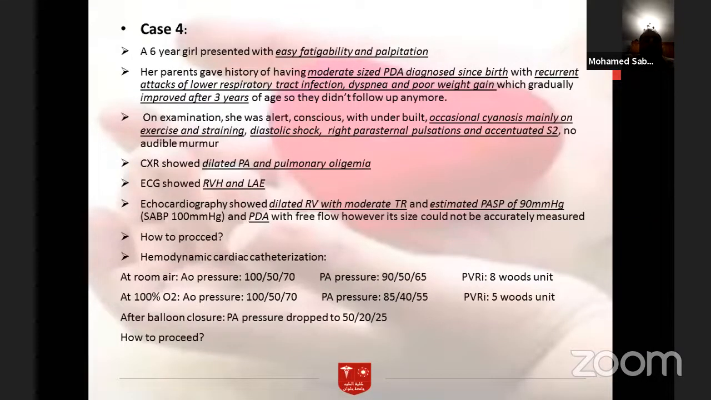So in this child, fortunately, we have reversible pulmonary hypertension, and we can proceed to PDA closure after we have confirmed that by temporary balloon occlusion. Dr. Khalid? Thank you so much, Dr. Muhammad Sabr, for your meticulous explanation of the case.